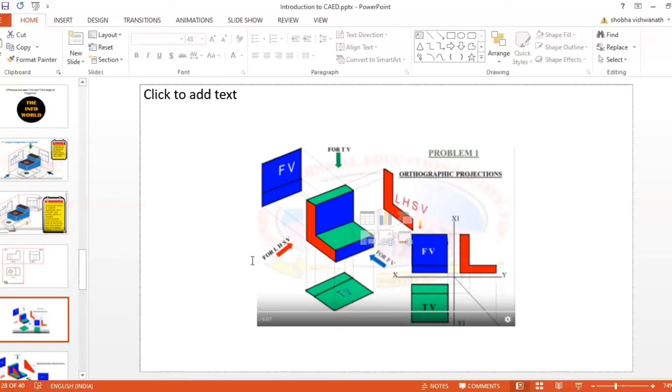When you see from the left side view, the left-hand side view, this red color is what will be shown here. This is the actual view. That means in orthographic projection, you get the exact shape of the object while drawing a two-dimensional drawing.